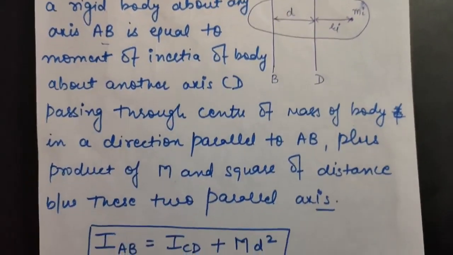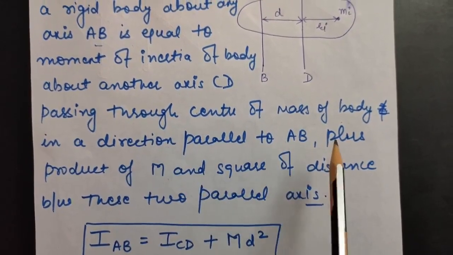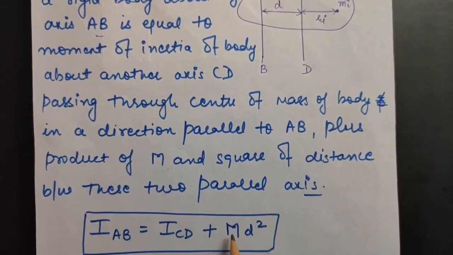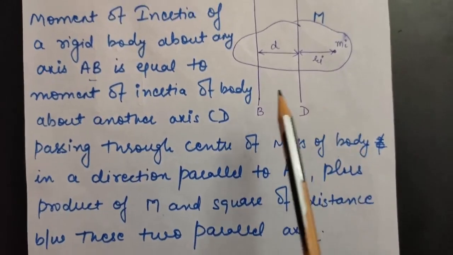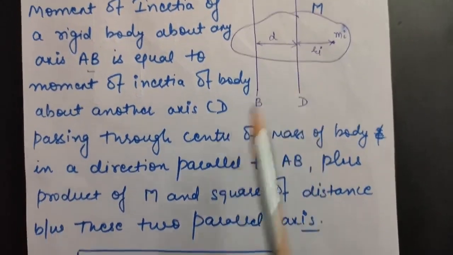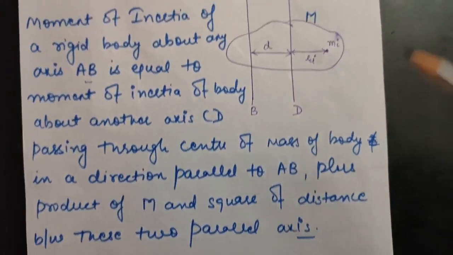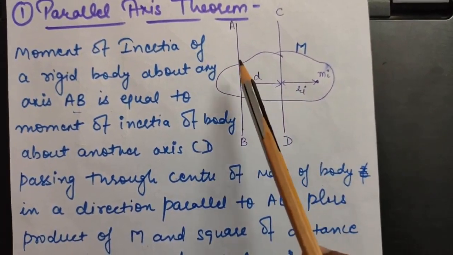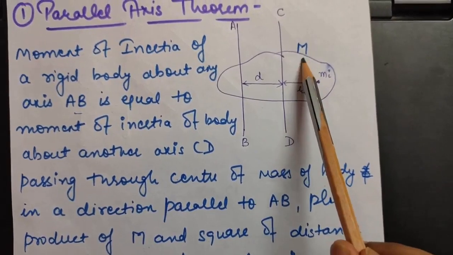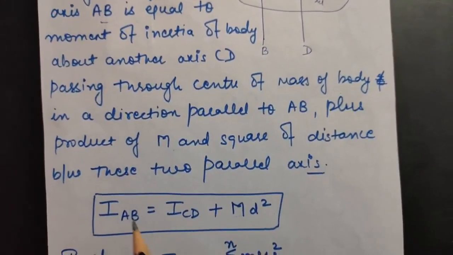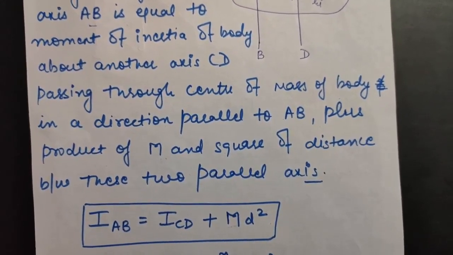So that is I of AB is equals to I of CD. After that, the definition says plus product of M, that is product of mass of the body M, and square of distance between these two parallel axes. So the distance between these two parallel axes is D. So the product of capital M and D square. So this is the parallel axis theorem, that in this diagram IAB, that is moment of inertia about AB, would be equal to moment of inertia about CD plus mass of the body into D square, that is this. Okay, now let us look at the proof of this theorem.